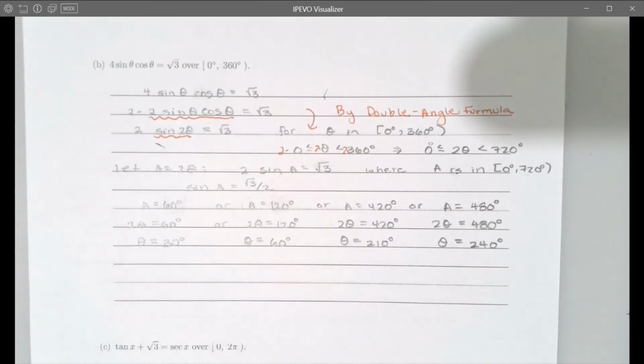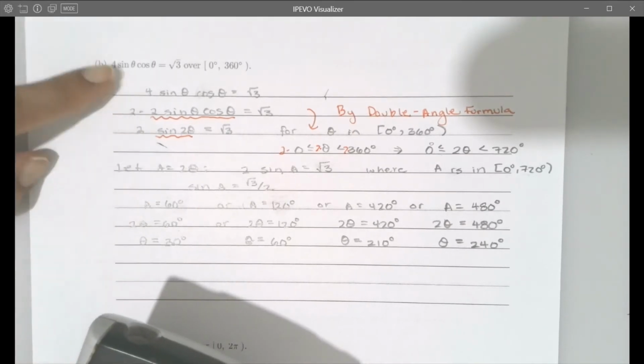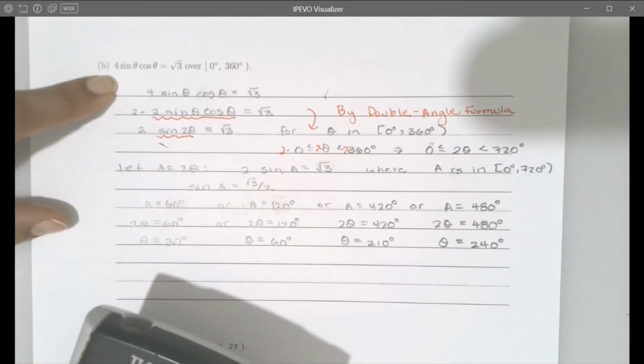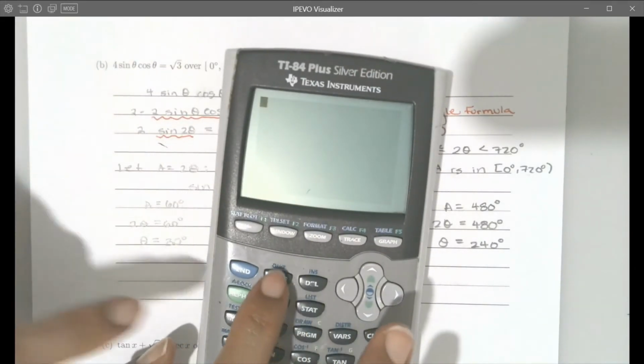Now, to convince ourselves that we've done this correctly, let's go ahead and replace these answers back into the equation and verify that they satisfy it. So let's change to degree mode.